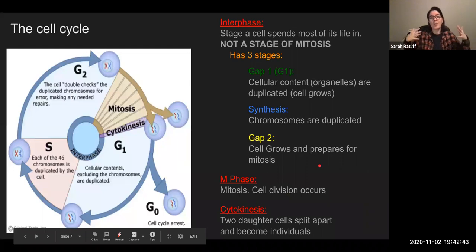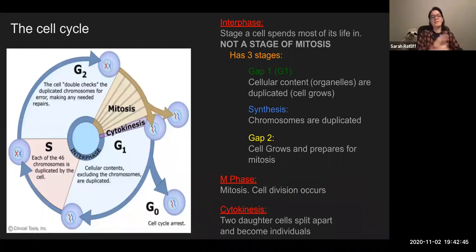So there are three main phases in this cell cycle, in this life of a cell. First, there's interphase. This is the longest portion of a cell's life. It will spend most of its life in this interphase stage. There are three steps within this interphase. Something called gap one or G1, synthesis or S, and gap two or G2. Different things are happening during these different steps of interphase.